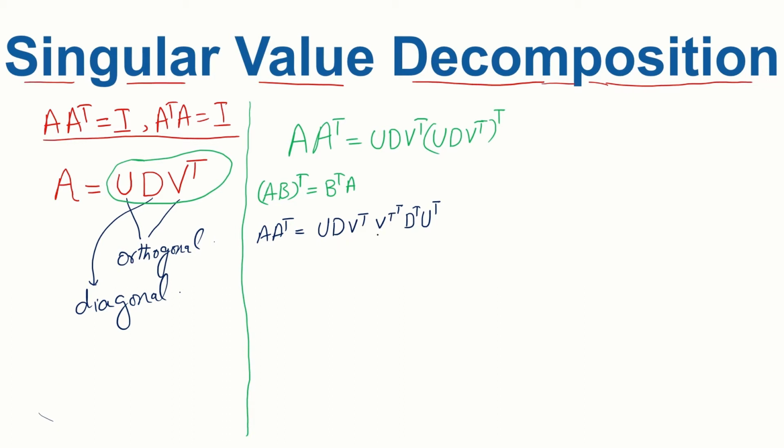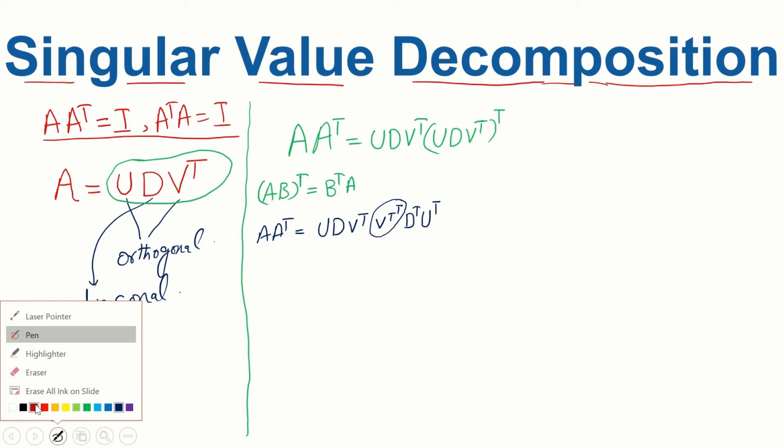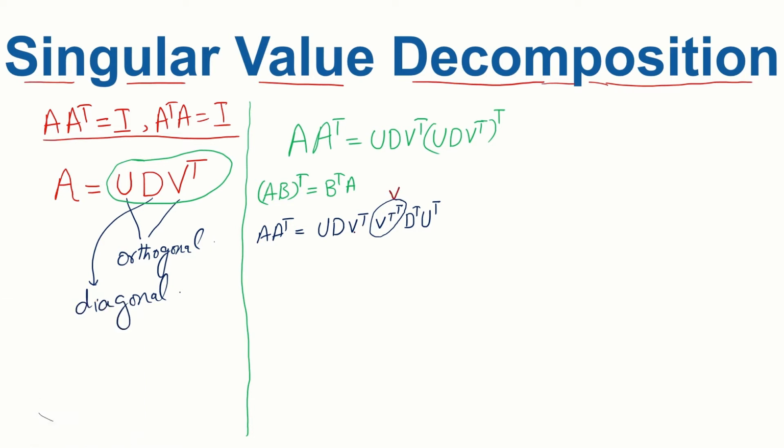Yeah, so this V transpose transpose simply becomes V, because taking the transpose of a matrix and then transposing again gives the same matrix back. And V transpose V becomes identity because they are inverses of each other. Remember, this V is an orthogonal matrix. So A transpose A becomes U, D, identity, D transpose, U transpose. Now this identity goes away, and D is a diagonal matrix, so the transpose of a diagonal matrix is itself. So this becomes U, D square, U transpose.